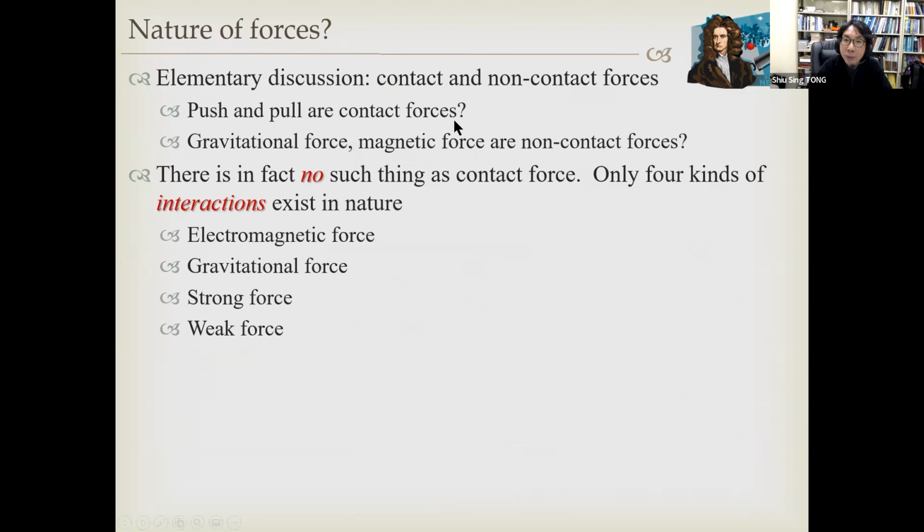Now, in your high school physics, you may learn about contact or non-contact force. The push and the pull are contact forces, while the gravitational force and the magnetic force act over a distance, and that's called non-contact force. Now, in senior level physics, I tell you that there's no such thing as contact or non-contact force. In nature, only four kinds of force exist: the electromagnetic force, the gravitational force. I think you already know the first two, and there are the strong force and the weak force. The strong force and weak force act in the atomic nucleus.